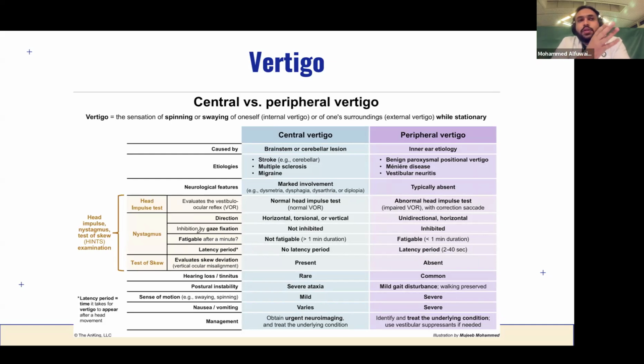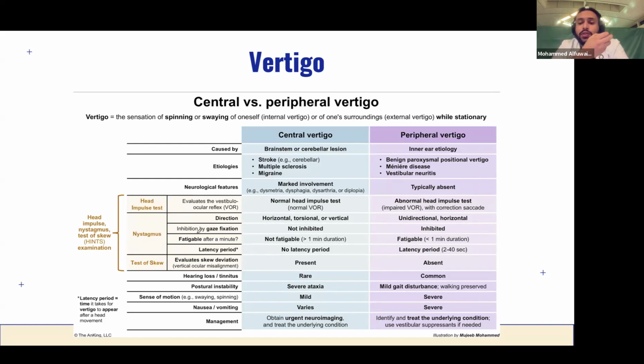What's important for you guys is you need to differentiate what's central and what's peripheral. Peripheral vertigo is anything affecting the inner ear. Anything else is the central vertigo. What else will control balance is the brainstem, the vestibulocochlear nerve there, and the cerebellum. So, for central causes: stroke, multiple sclerosis, migraine. You know them in detail from neuro. We don't have to talk about them.